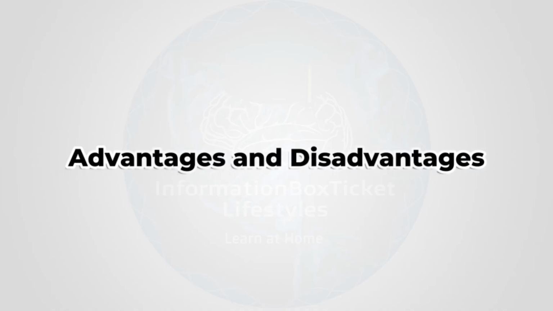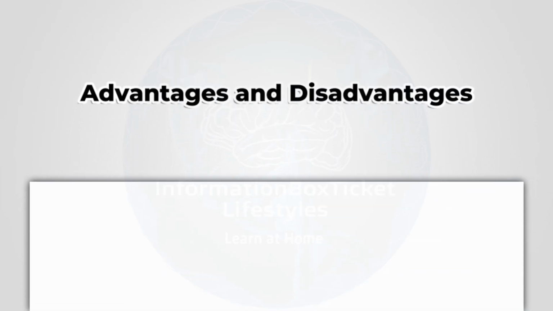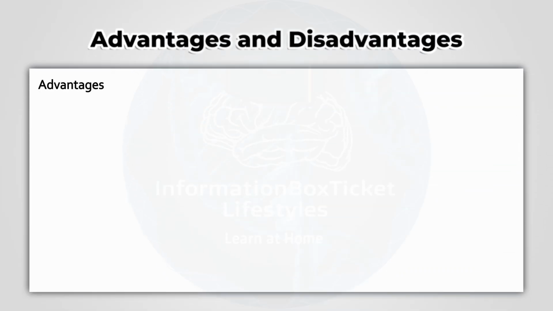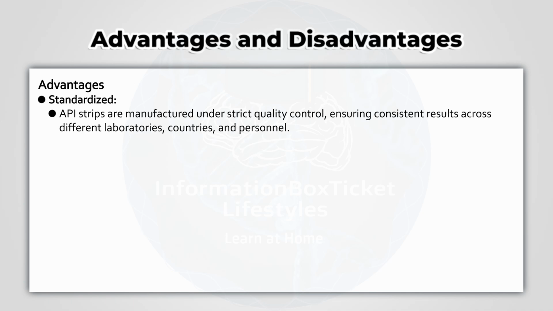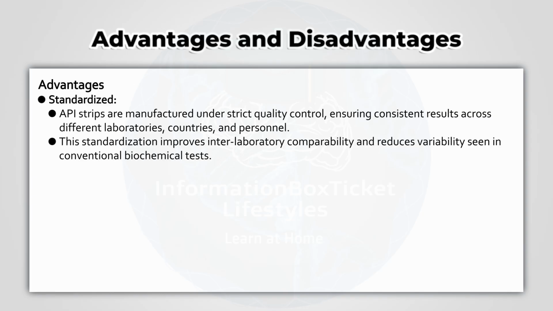Advantages and disadvantages. Advantages. Standardized. API strips are manufactured under strict quality control, ensuring consistent results across different laboratories, countries, and personnel. This standardization improves interlaboratory comparability and reduces variability seen in conventional biochemical tests.